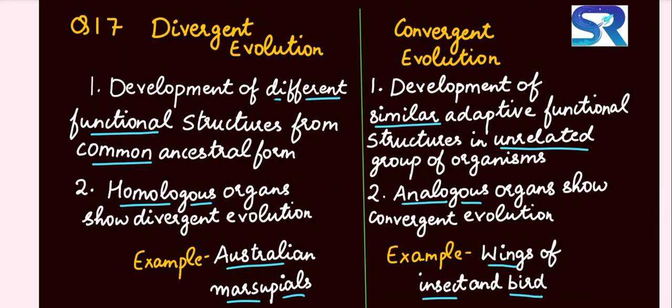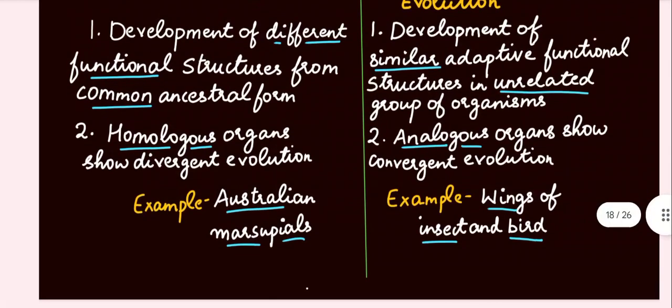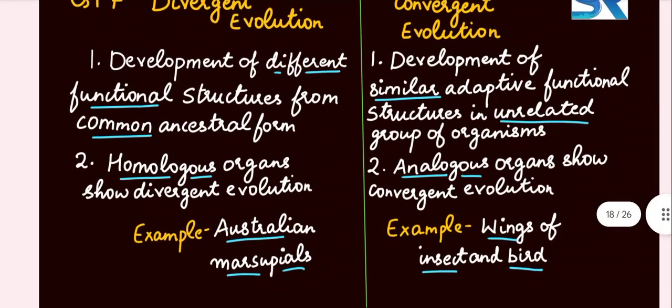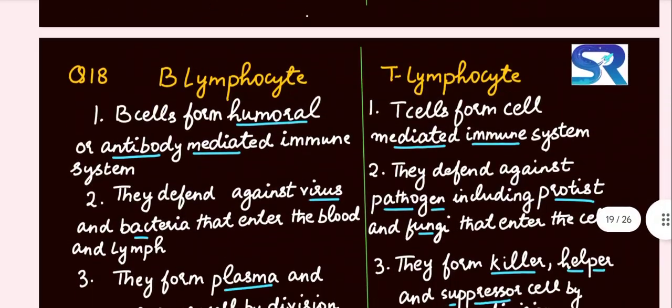Question number 17. Development of different functional structures from common ancestral form. Second, homologous organs show divergent evolution. Example, Australian marsupials. Development of similar adaptive functional structures in unrelated groups of organisms. Analogous organs show convergent evolution. Example, wing of insect and bird.